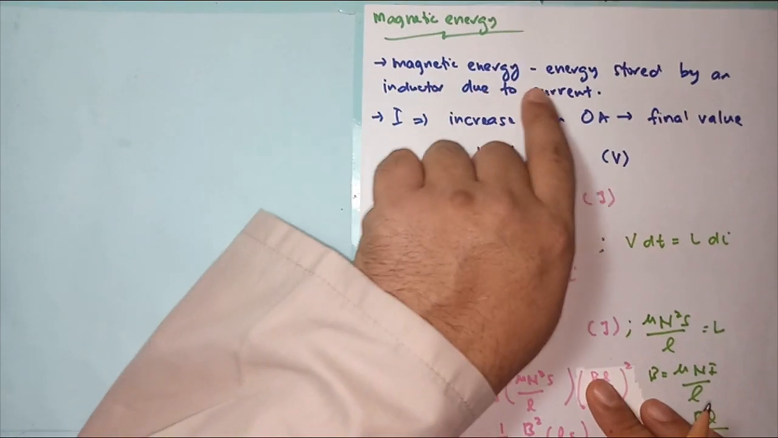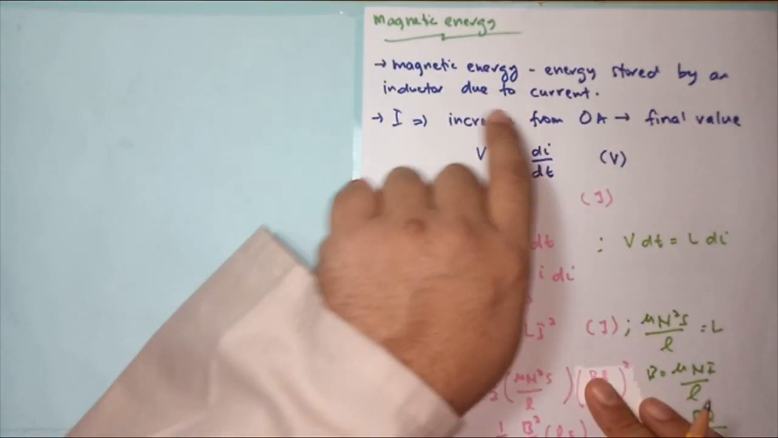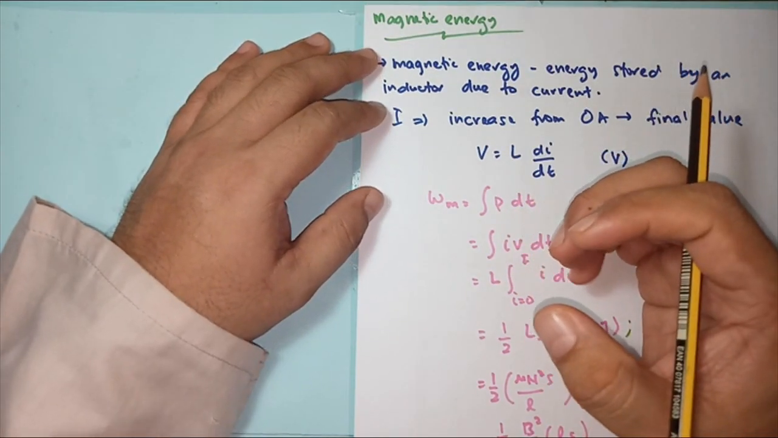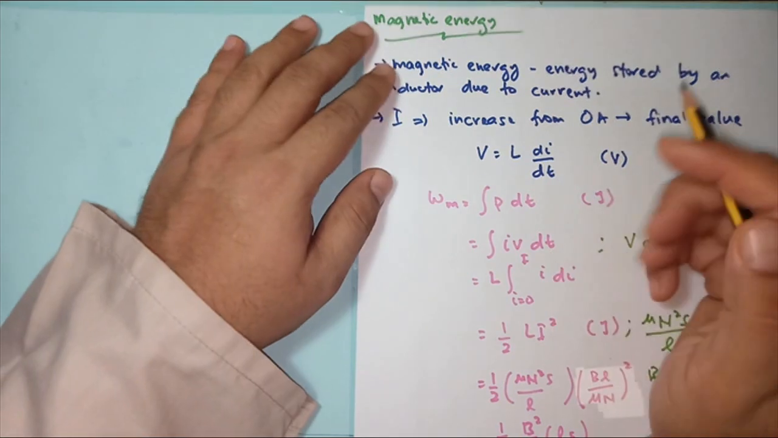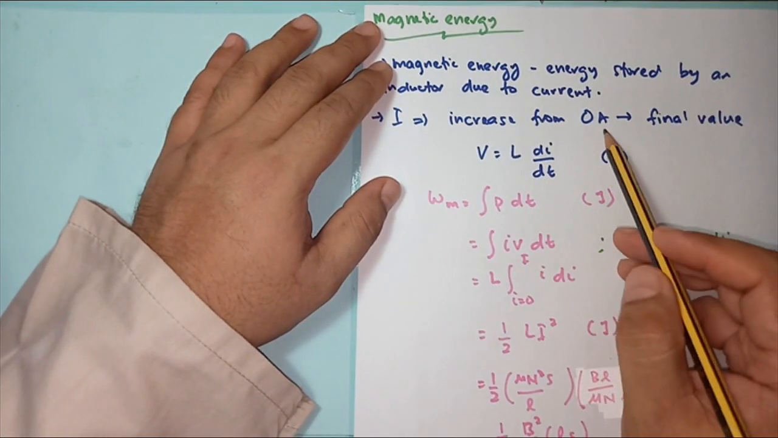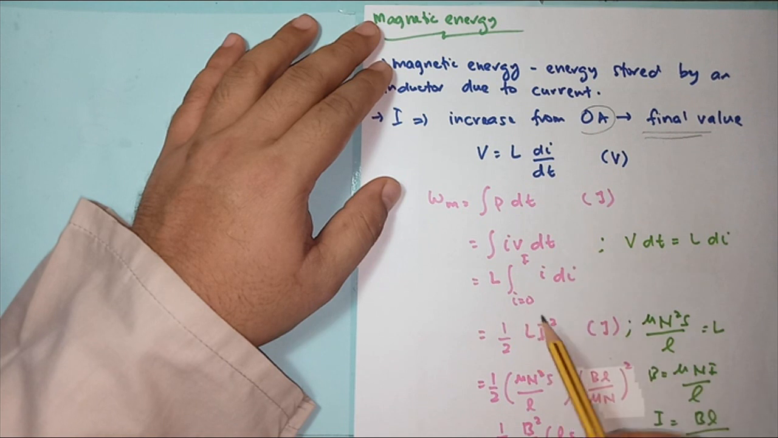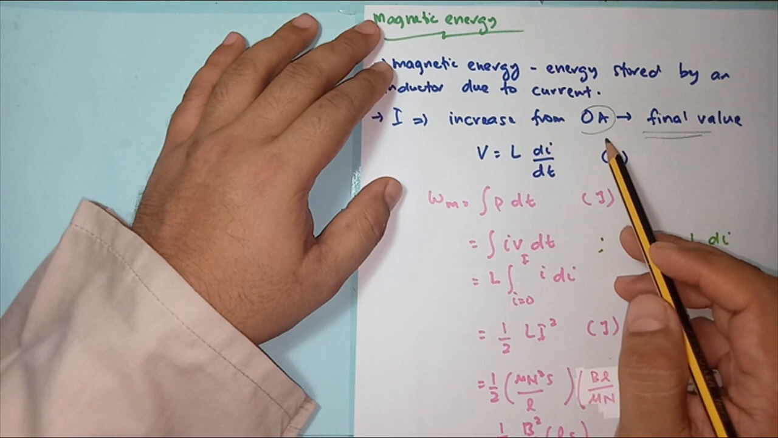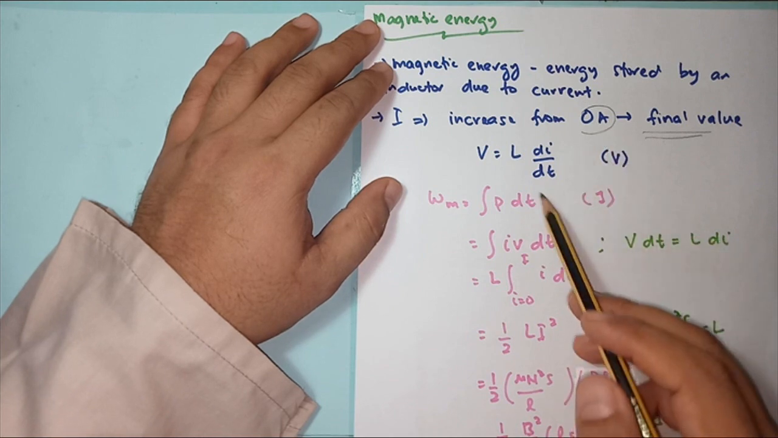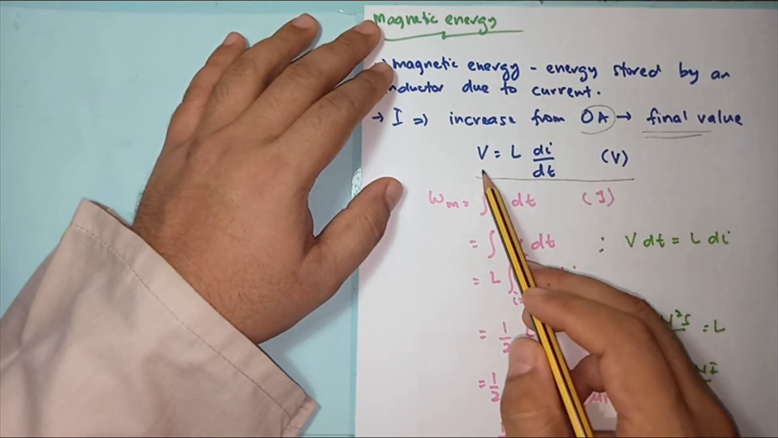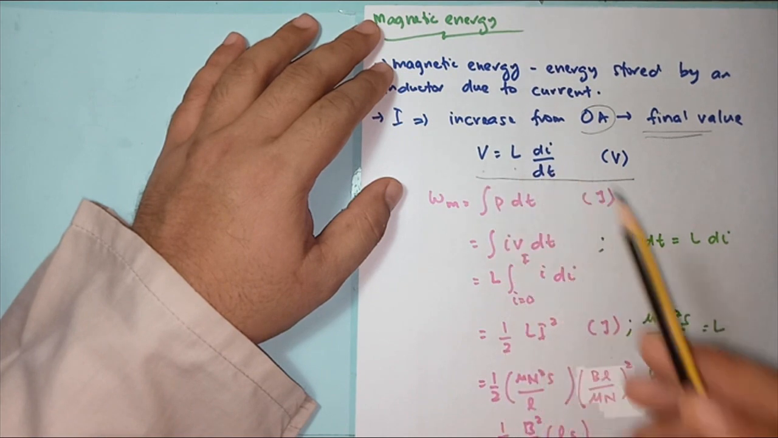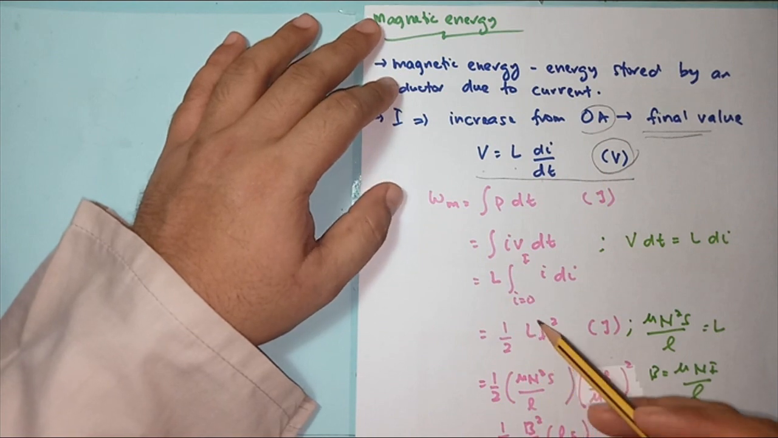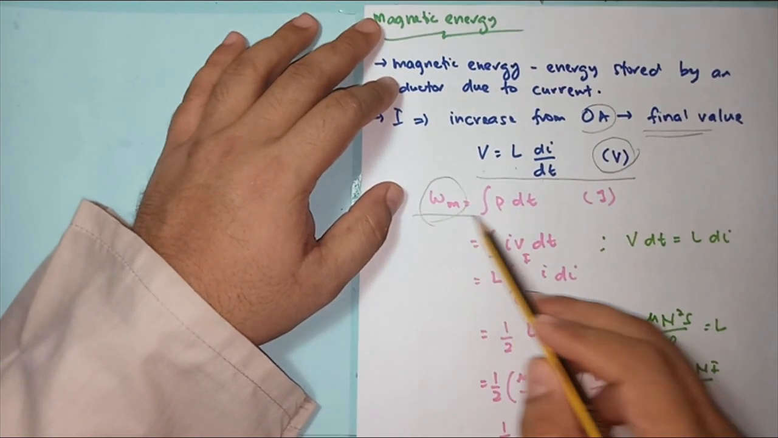Magnetic energy is defined as energy stored by an inductor due to a current. Basically, when we have an inductor and we inject some value of current inside it, the current will increase from 0 until a certain final value of current. The relationship between voltage and current of the inductor is given by V is equal to L di divided by dt, and the unit is volt. In order to calculate energy, we use the following expression.